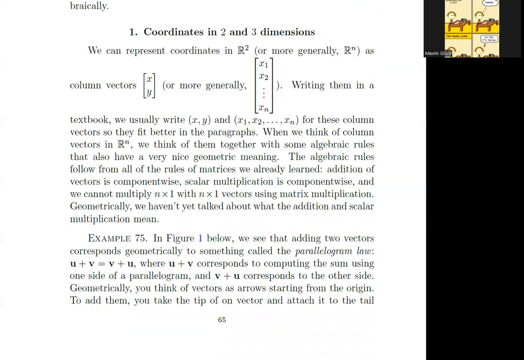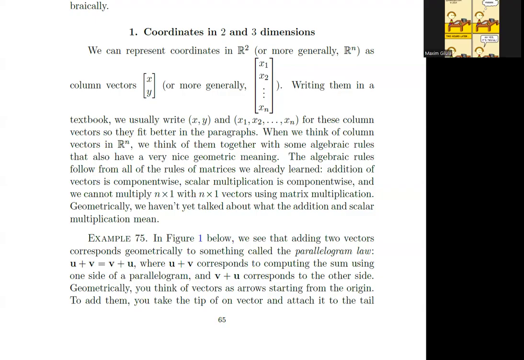Let's talk about coordinates in 2 and 3 dimensions. We can represent coordinates in R2, or more generally Rn, as column vectors x, y, or more generally x1 through xn. Writing them in a textbook, we usually write x, y and x1 through xn for these column vectors, so they fit better in this text.